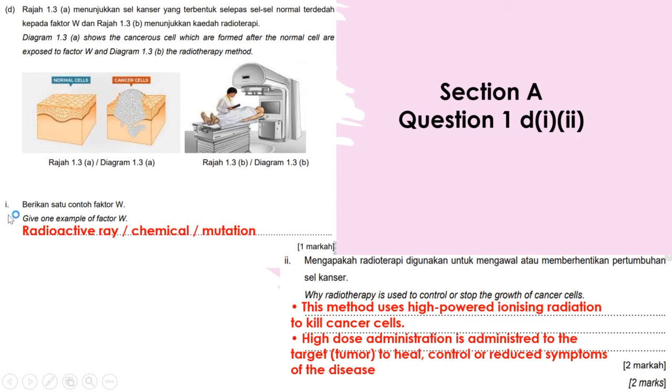Now we go to question 1. Give one example of factor W. Just one example of factor W.